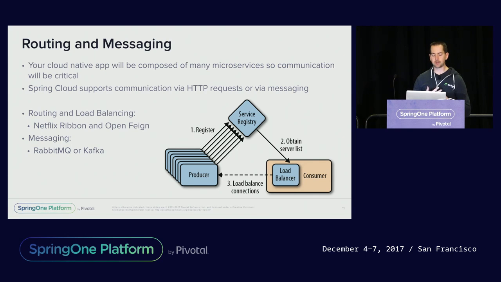And we can do that from an HTTP side of things using Netflix's Ribbon or another open source project called OpenFeign. And if you're interested in using asynchronous messaging, we support RabbitMQ and Kafka.